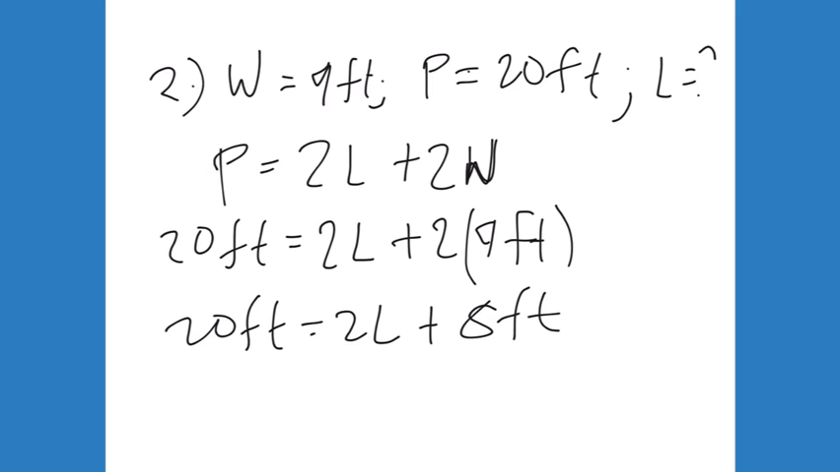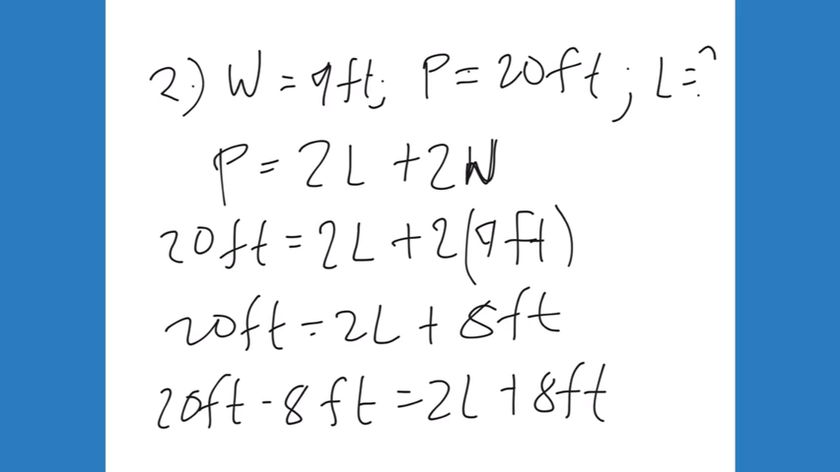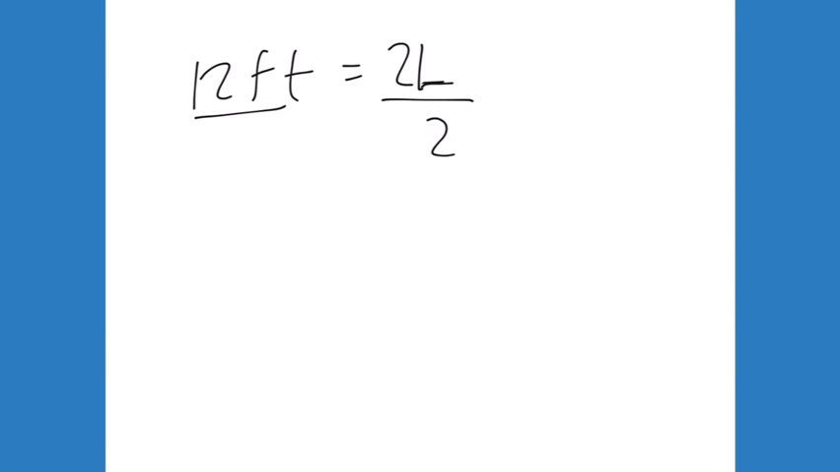Then subtract both sides by 8 feet. So 20 feet minus 8 feet is equal to 2L plus 8 feet minus 8 feet. Cancel this one. So 20 feet minus 8 feet, which gives you 12 feet, is equal to 2L. And we need to find the measure of the length. Divide both sides by 2. Okay, so the length of the rectangle is 6 feet.